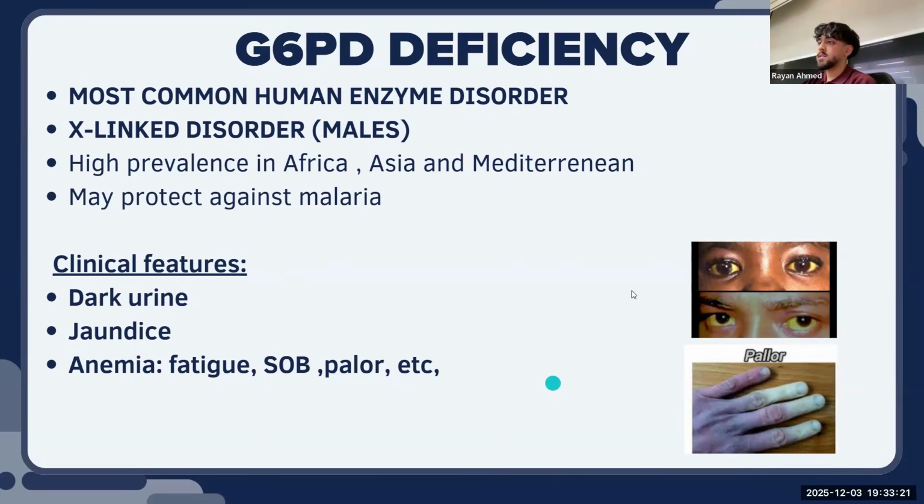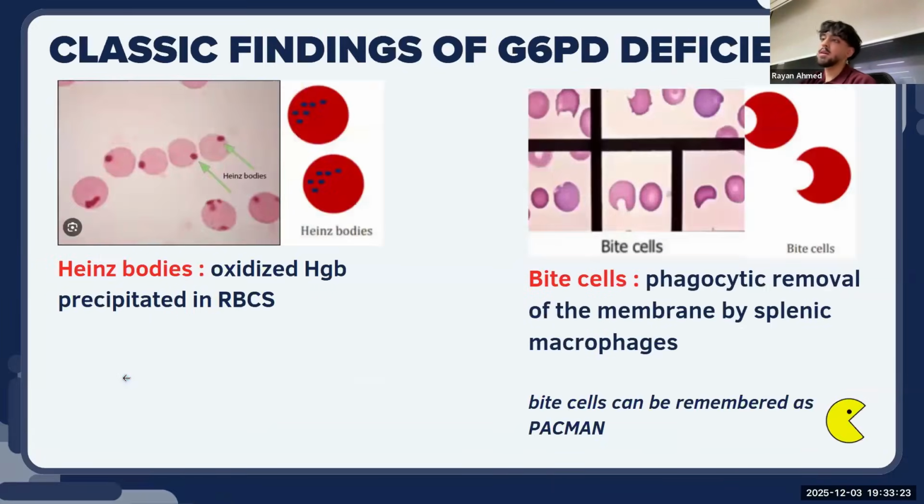Now, the fact that it's anemia, how will it look? Right here, the classic finding of G6PD deficiency, and again, this leads to hemolytic anemia. We also have Heinz bodies, which are oxidized hemoglobin precipitated in RBCs. Little dots you're going to see in RBCs, one or a few dots in the red blood cells. We call them Heinz bodies, oxidized hemoglobin precipitated on RBCs.